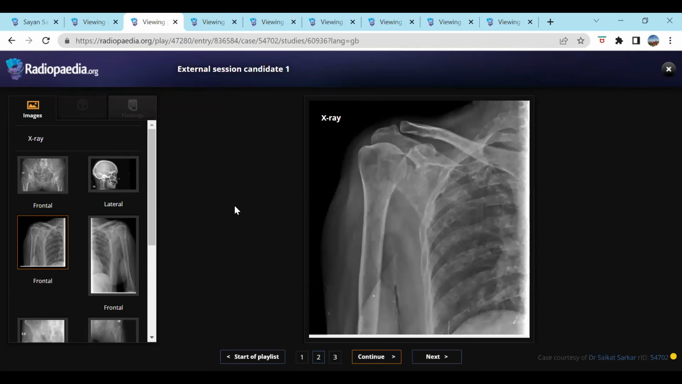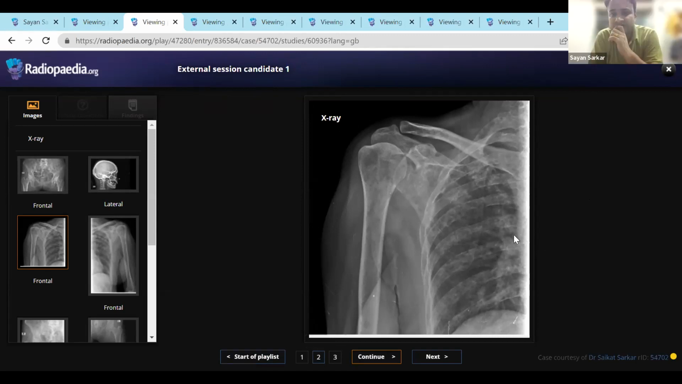I can appreciate these lucencies involving the humerus as well as the scapula, and there is also erosion of the visualized ribs. So, considering the appearance of these lesions, and there is involvement of both axial and appendicular skeleton, I'm suspecting these to be lesions of multiple myeloma.